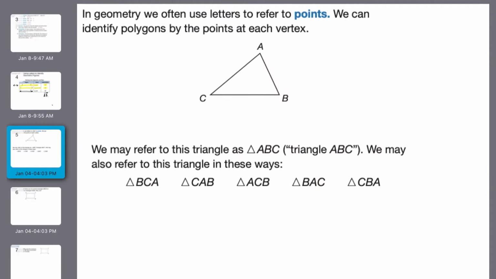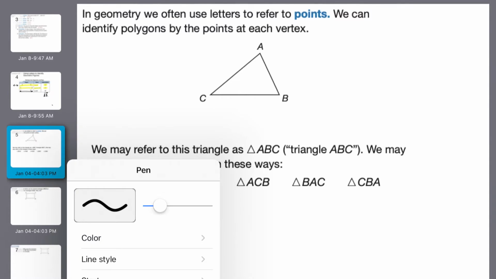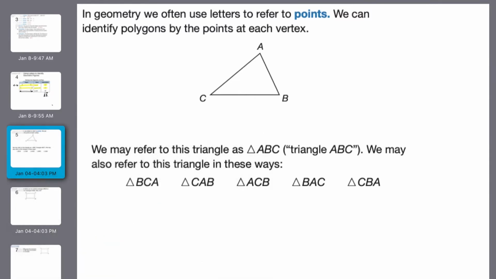Another way you can name geometric figures, like a triangle, is as follows. We can refer to this triangle as triangle ABC because if you were to draw with your pencil, you can go A, B, C, and that's a triangle. It names each point, A, B, and C. So you can call it triangle ABC, but you could also call it BCA, CAB, ACB, BAC, CBA, as long as you can draw to the 3 points continuously with your pencil.